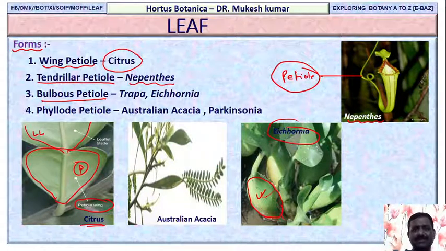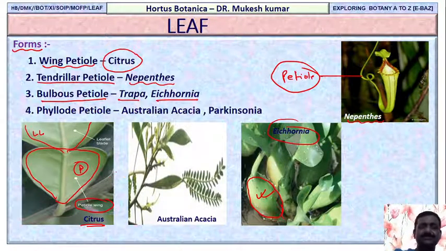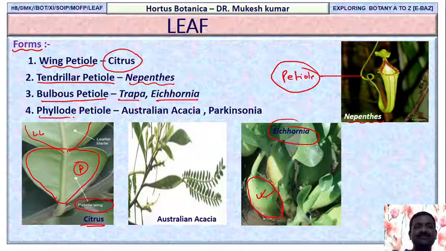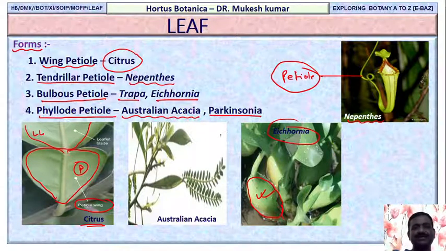This is very common, I think you have seen it in Trapa also, Singhara, Trapa and Eichhornia, very common plants in aquatic conditions. And the fourth one is the phyllode petiole. This is found in the Acacia, Australian Acacia, as well as Parkinsonia. See what we find here.